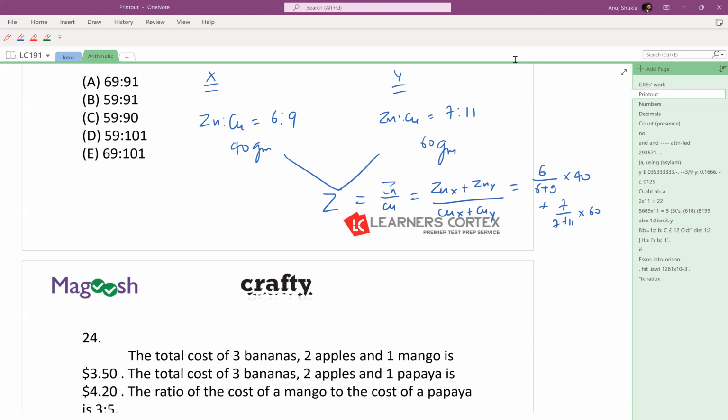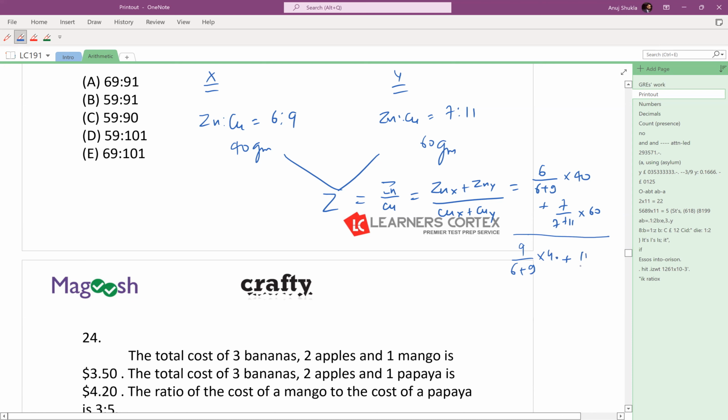Just a minute. So zinc from X is done, zinc from Y is done, and then copper from X. Copper from X is 9 divided by 6 plus 9, into 40, plus 11 divided by 7 plus 11, into 60. To solve it, you will get the answer. Solve and tell me the answer.